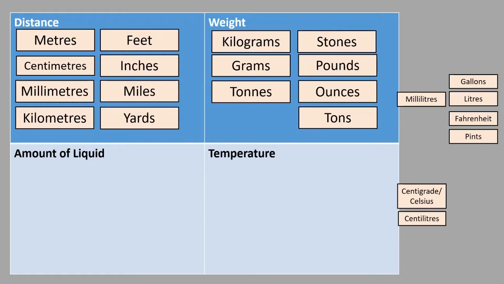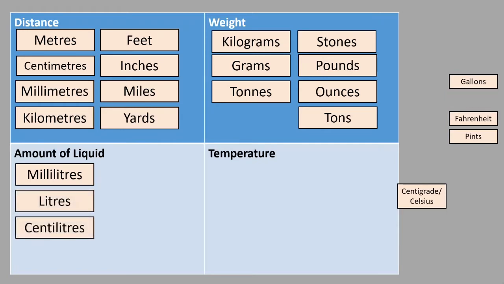Well, think about a small bottle of fizzy pop or a small can. And you might see that it's measured in millilitres, a certain number of millilitres. Now, if we're picking out millilitres, it makes sense that we'd also pick out litres and centilitres there because they've got this similar word ending.